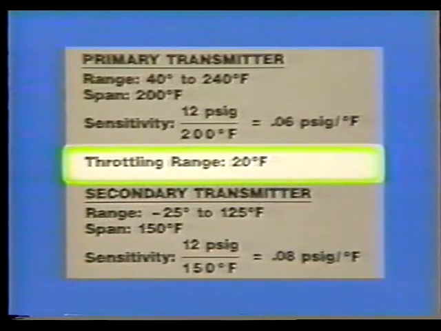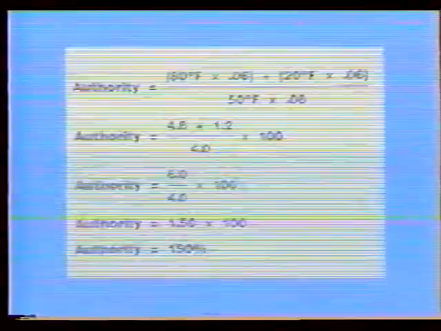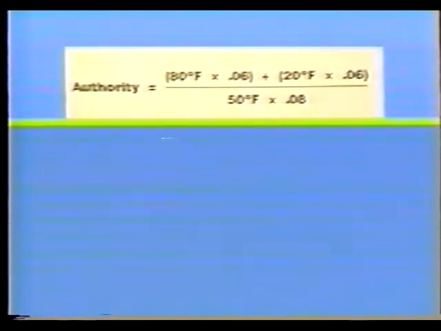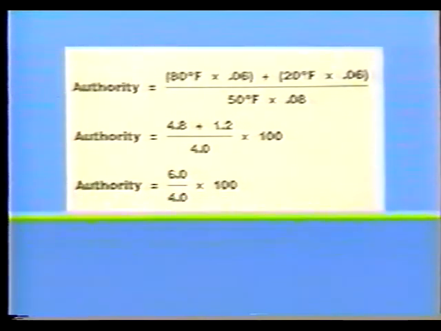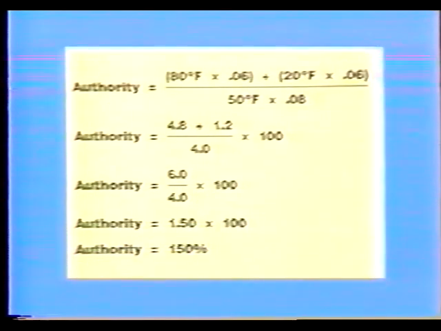For this example, a 20-degree throttling range is being used. The formula now looks like this. 80 times 0.06 equals 4.8. 20 times 0.06 equals 1.2. 50 times 0.08 equals 4. 4.8 plus 1.2 equals 6. 6 divided by 4 equals 1.5. 1.5 times 100 equals 150%.